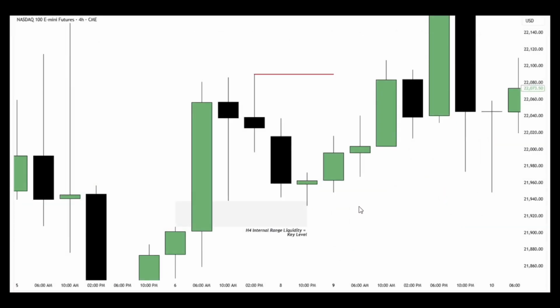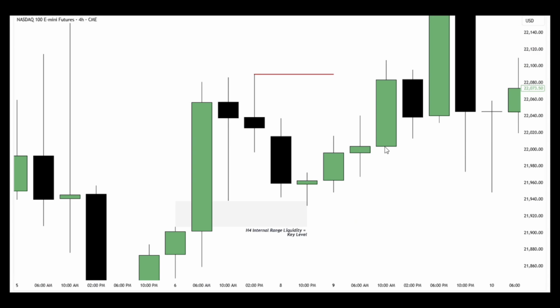Here is a 4 hour chart, Nasdaq. You can see that it just dipped into the internal range liquidity, and then there's our external range liquidity. It just created a swing point here. Close above, wick below, and then close above. That is our third candle and then the fourth candle. It's an open, low, high, close and then open, high, low, close. And that is our open, low, high, close.